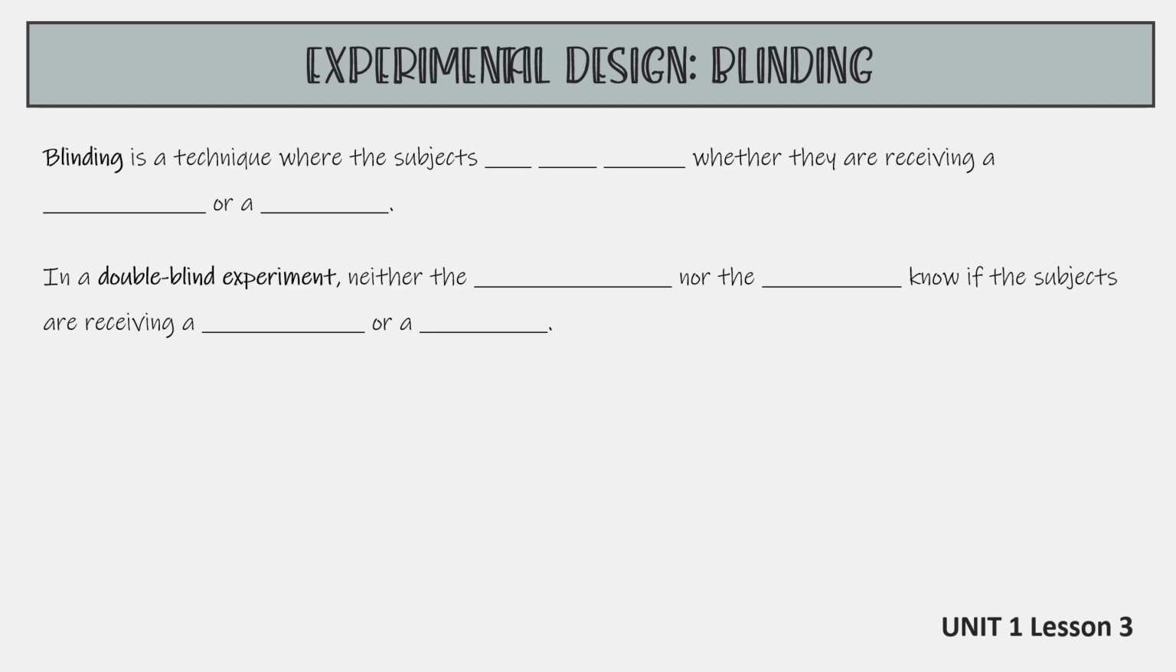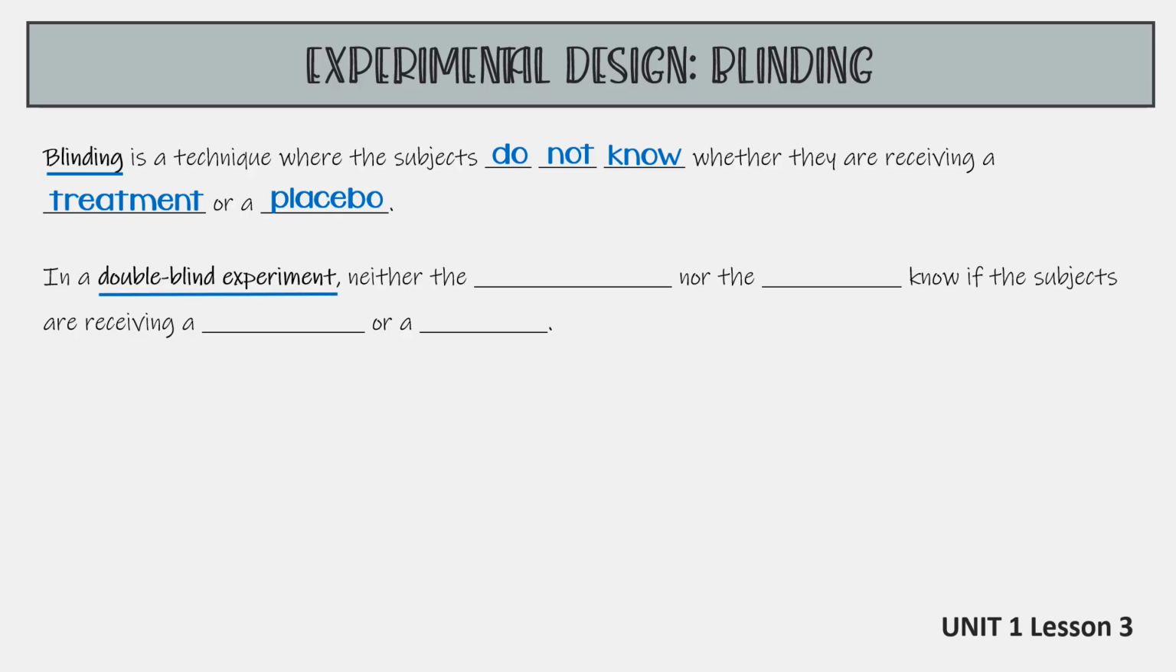Experimental design, blinding. Blinding is a technique where the subjects do not know whether they are receiving a treatment or a placebo. When my oldest daughter was born, the doctor offered us to participate in a formula study. Young teacher, free formula for a year, why not? We didn't know they were testing a new fat source. We didn't know if we had the regular formula or this new formula. So that was a blinding technique.